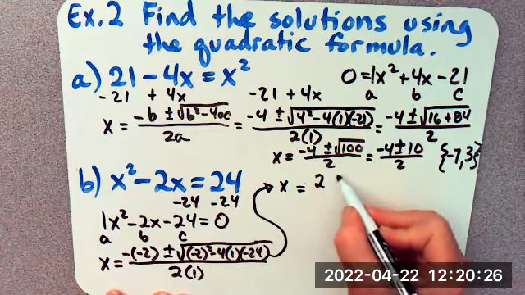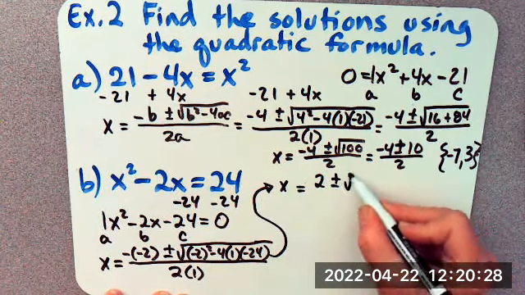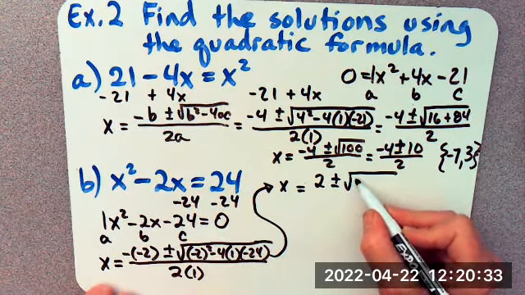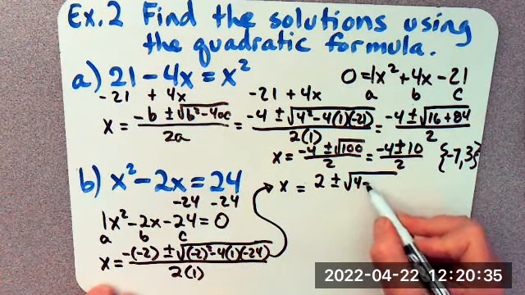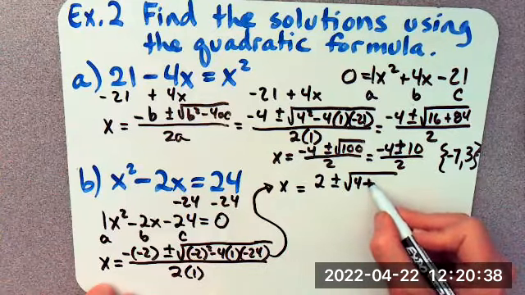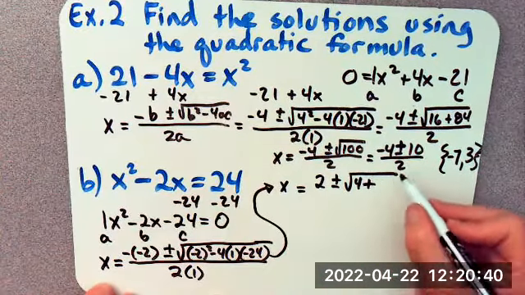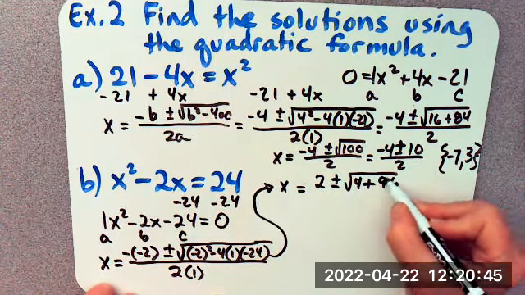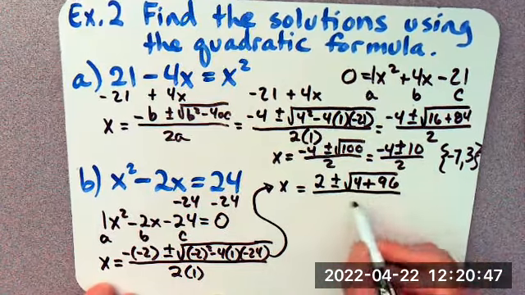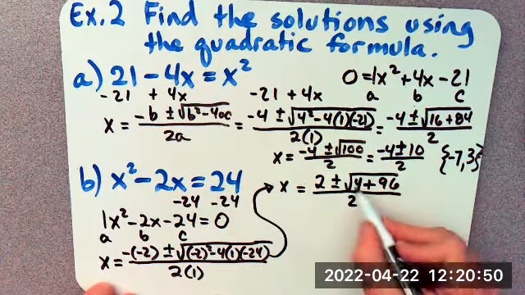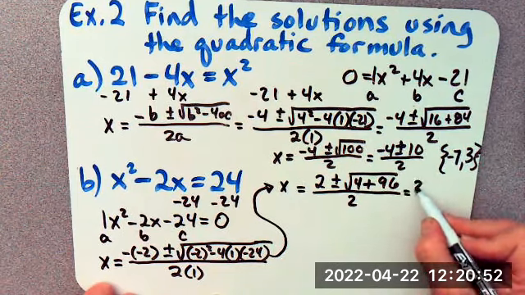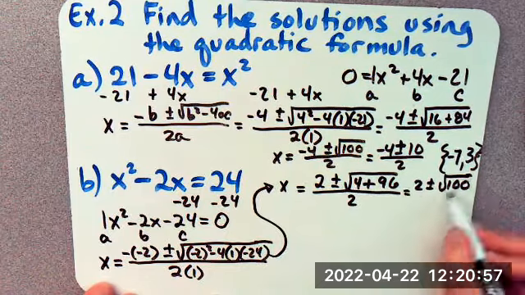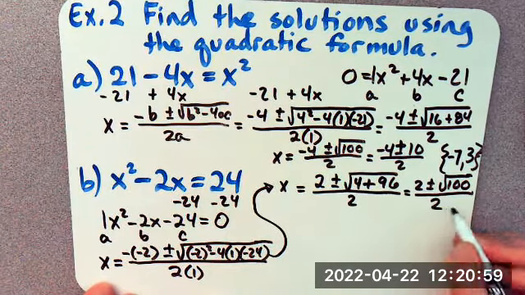-(-2) is 2 plus or minus the square root. And then I have -2 squared is 4. And 2 negatives make a positive. And then 4 times 24 is 96, over 2. So we again get 100 in this. So we get 2 plus or minus the square root of 100. And that's just going to be 10 over 2.